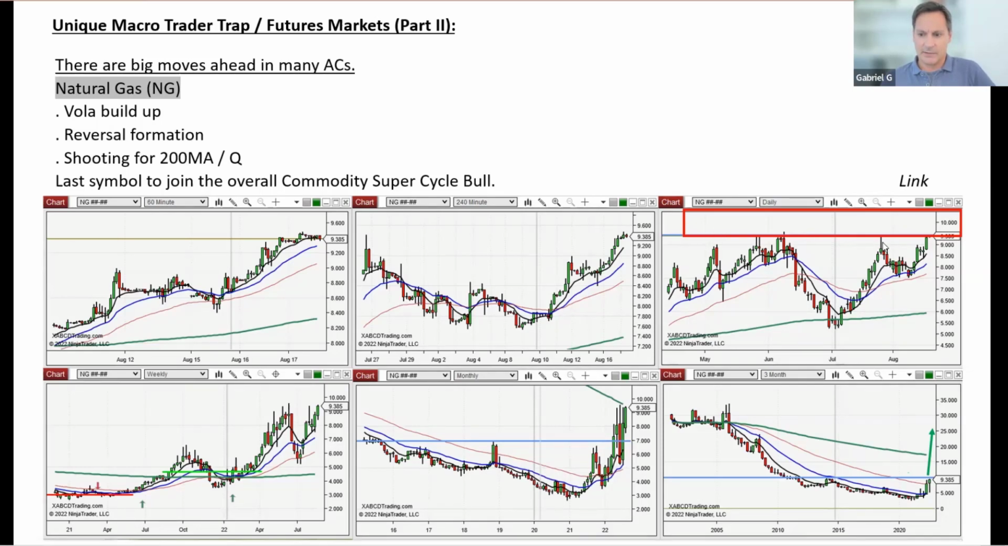If we can break this critical level here, well, we should see big green daily bars. We might see a big green weekly, monthly, or even a big green quarterly bar.